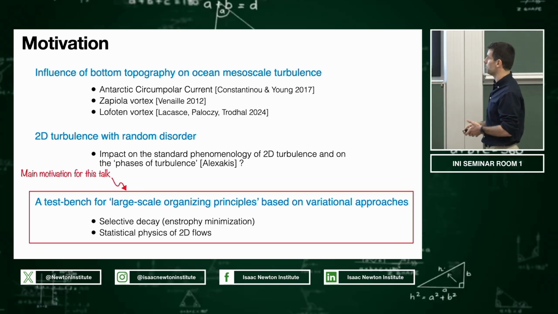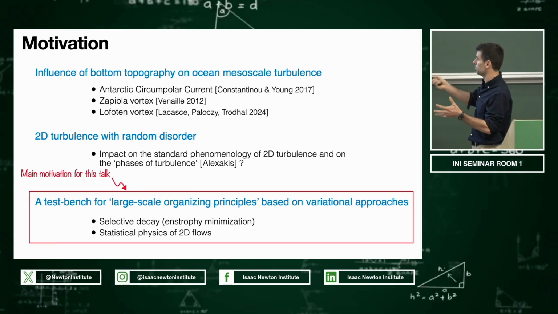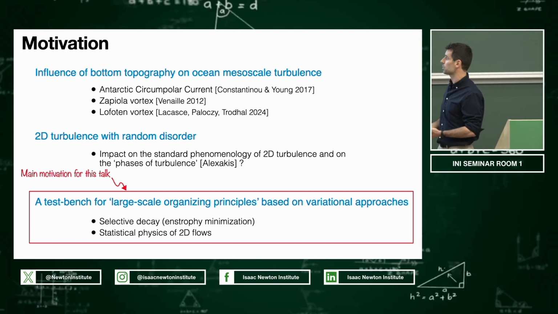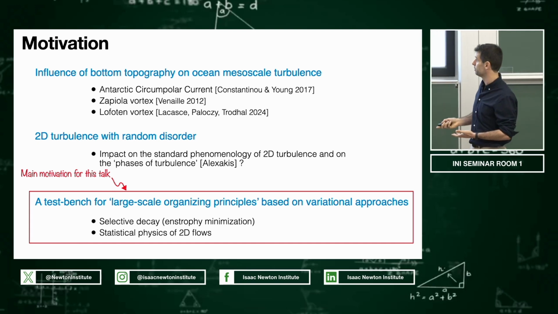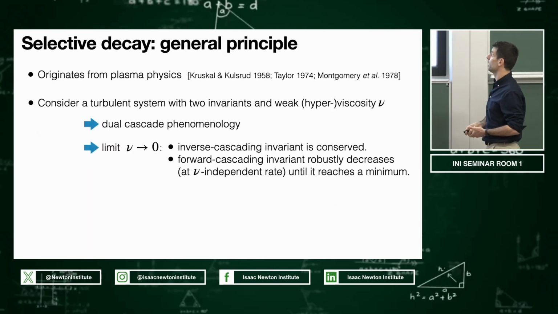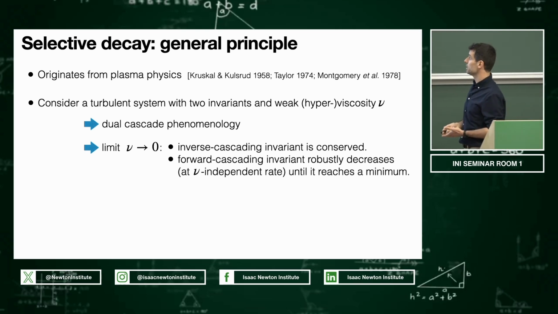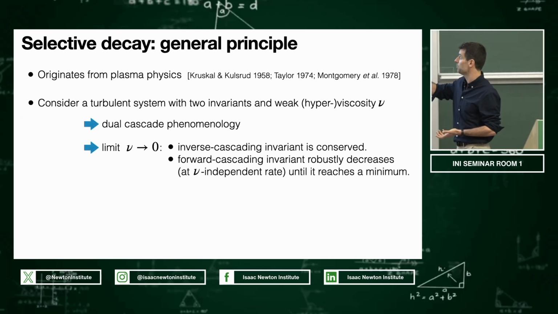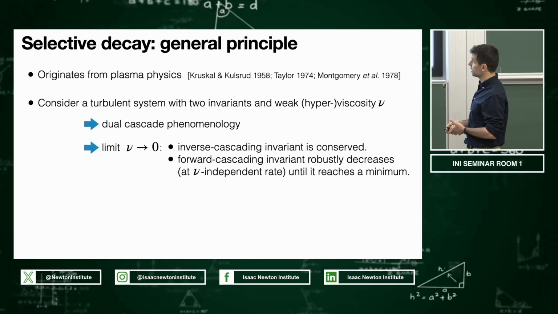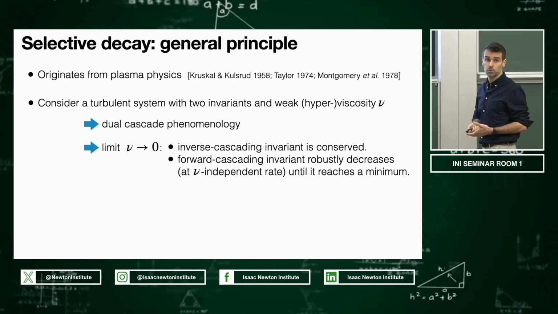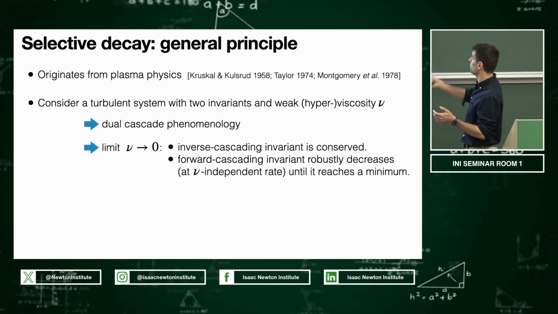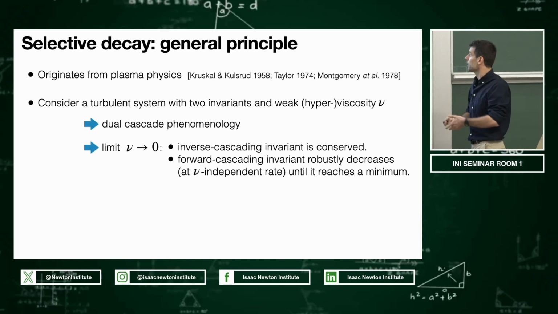Okay, so that's really my motivation to try to understand these variational approaches, whether we can derive a large-scale organizing principle for this system. Okay, so let's start with selective decay. So the idea is fairly simple. It originates from plasma physics, and the idea is, well, you start with a turbulent system that has two invariants, okay, and some very weak viscosity nu. So you send nu to 0, but it's still here.